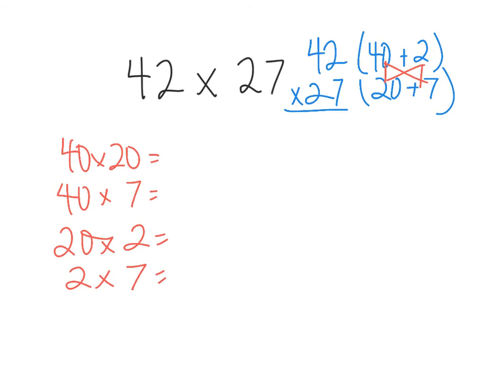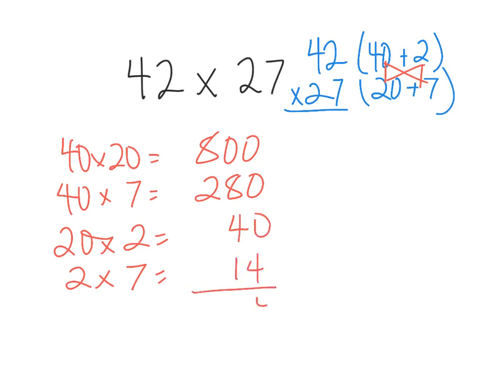40 times 20 is 800. 4 times 2 is 8, and then 2 zeros. 40 times 7 is 280. 20 times 2 is 40, and 2 times 7 is 14. I add them all up. 8 plus 5 is 13 tens. So I carry a 1. Ooh, I have 10 hundreds, and I have 11 hundreds. So it's 1,134.